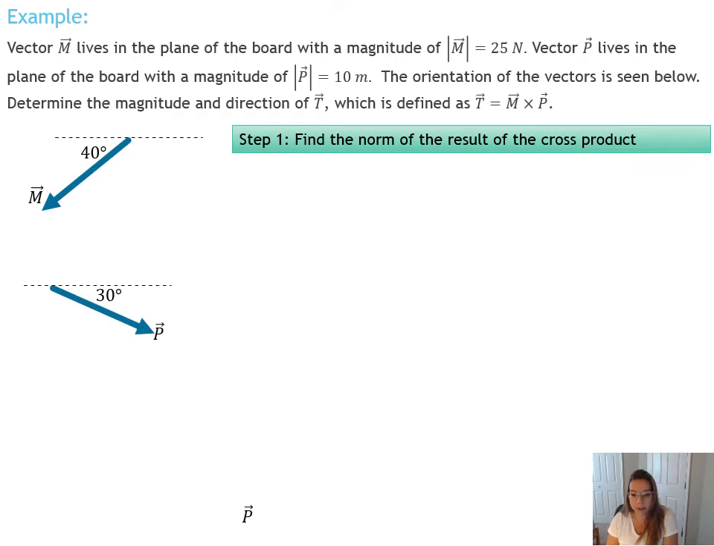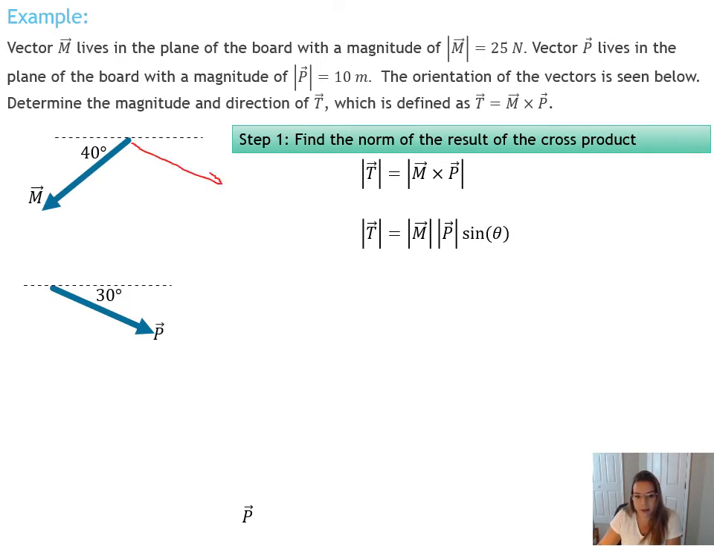The first thing I'm going to do is find the norm of the result of the cross product using that equation that I gave you before, that the norm of the result of the cross product will be equal to the norm of the first vector, times the norm of the second vector, times the sine of the smallest angle between them when they are drawn tail to tail. So you probably want to redraw M and P so that they are tail to tail, so you can identify that angle correctly. So this was 30 degrees right here.